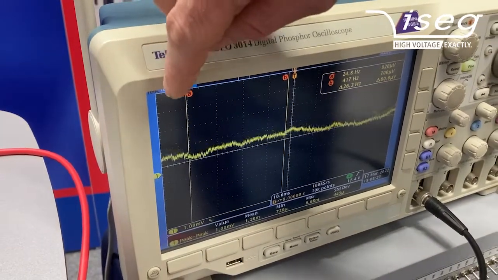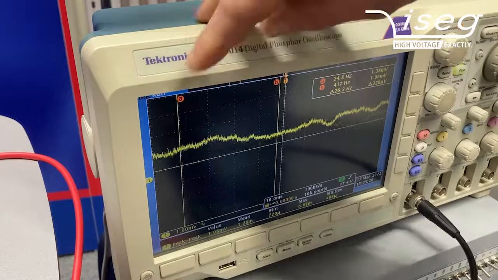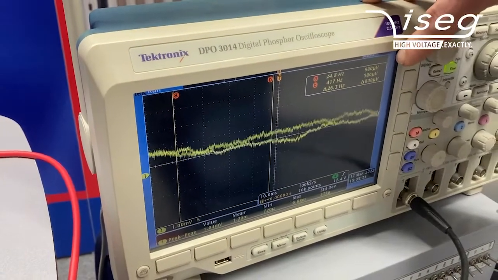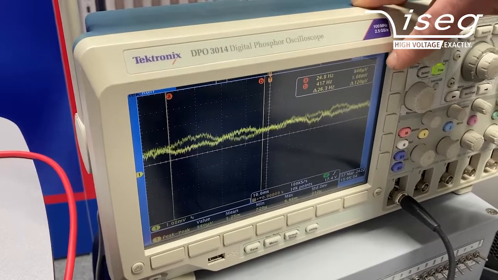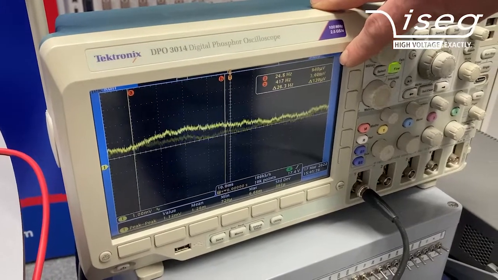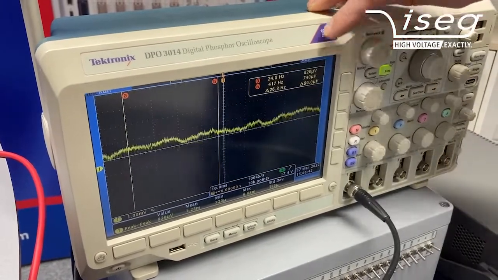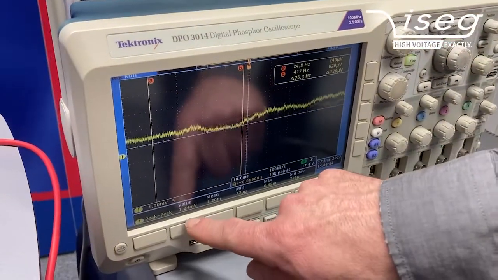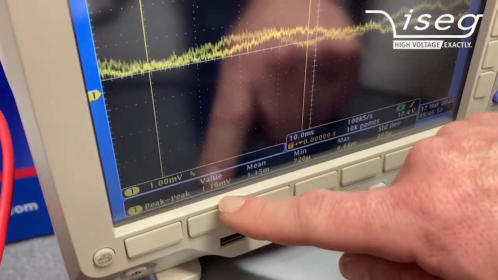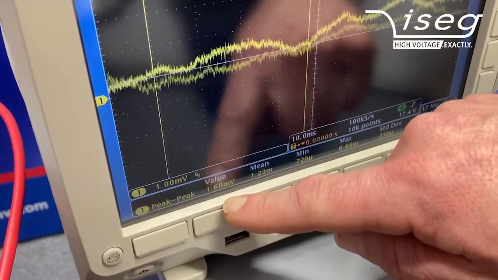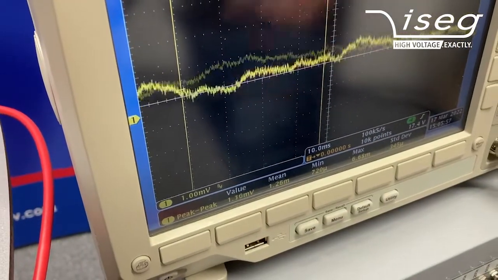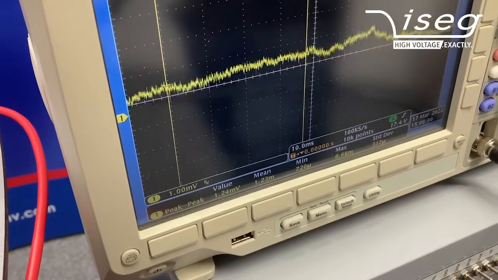And the horizontal division is 10 milliseconds per division, so that means the whole range from the left side to the right side corresponds to 100 milliseconds, which would be a ripple and noise value for 10 hertz and higher frequencies. So here we have a number for the peak-to-peak measurement value of the curve we see here. This is just a little bit above 1 millivolt, the ripple we have here at 6,000 volts currently, with the high voltage load switched off, so in no load condition.